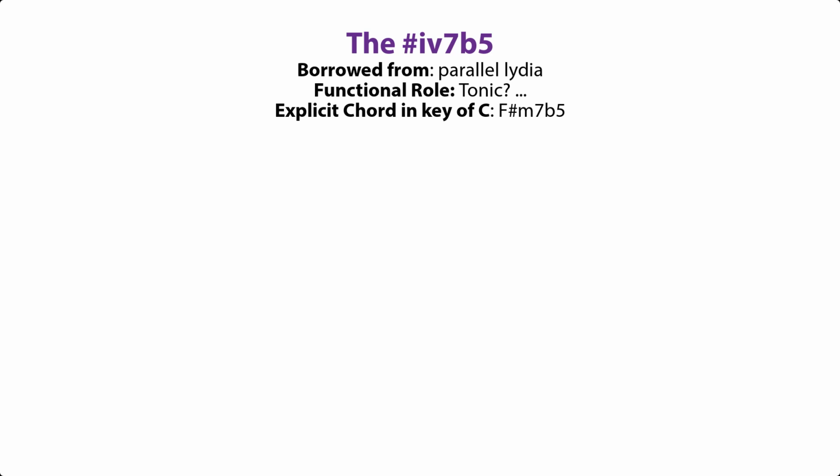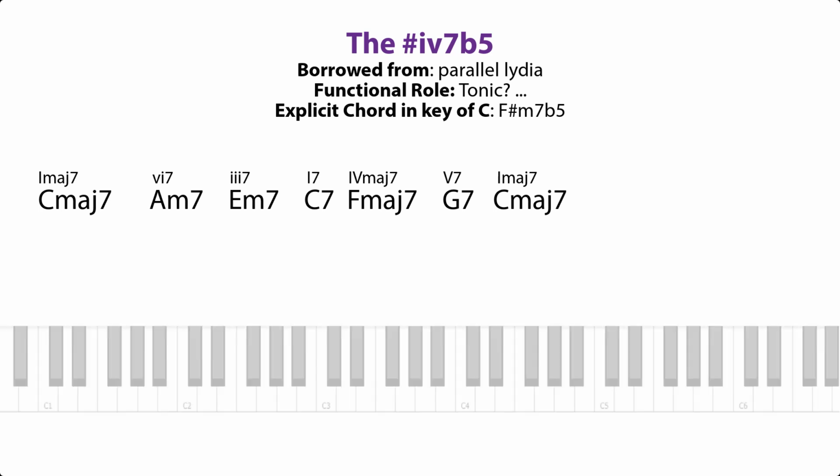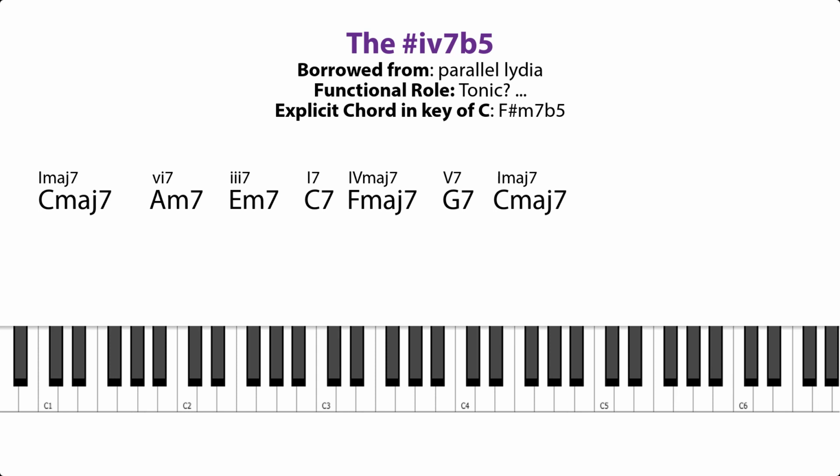As an example, let's take a famous song, Somewhere Over the Rainbow, and let's play it in two different ways. The first is kind of standard, quote unquote, where we have a C major 7th, going to an A minor 7th, going to an E minor 7th, to a C dominant 7th, and then to an F major 7th.